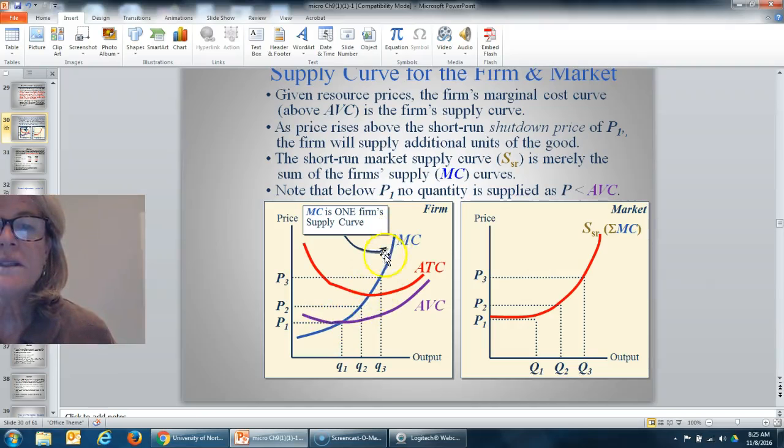It'll kind of start here. Because below average variable cost of P1, they're not going to choose to produce. They're going to shut down, even in the short run. So in the short run, it's going to be the marginal cost above average variable cost.